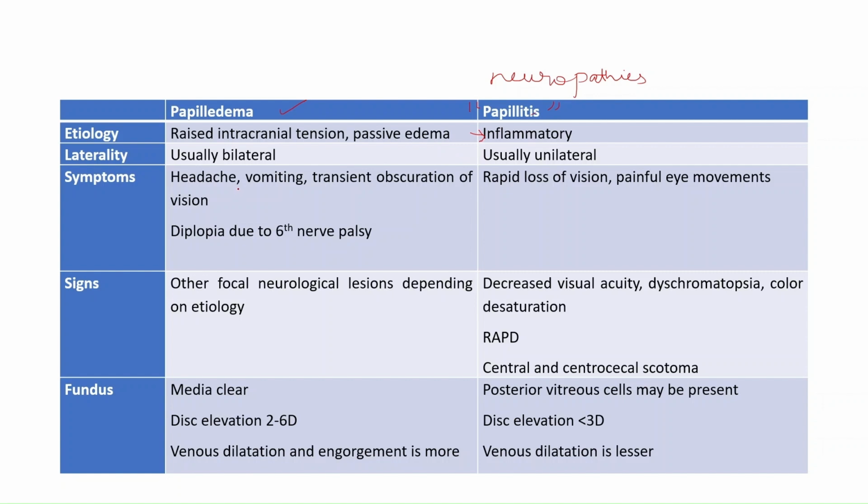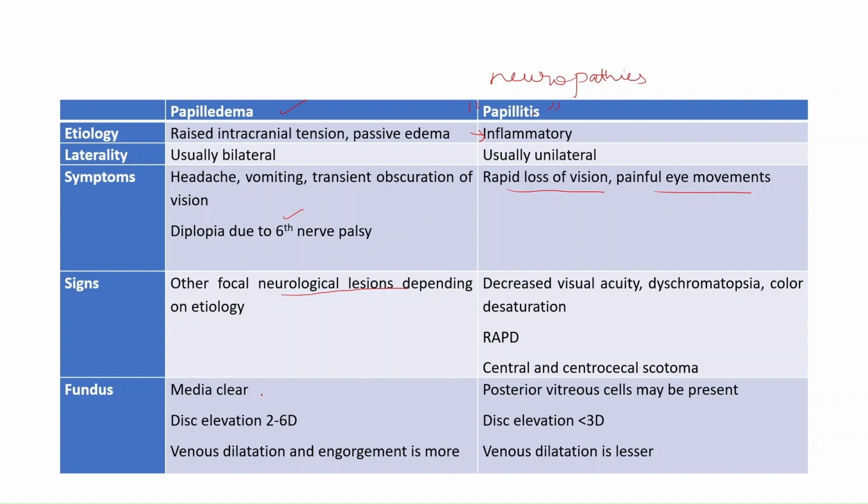Then symptoms: there is headache, vomiting, and transient obscuration of vision in papilledema. Diplopia can be there due to a false localizing sixth nerve palsy. In papillitis, there is rapid loss of vision in one eye, and it may be associated with painful eye movements. Regarding signs, usually no other signs are there in papilledema, no focal neurological lesions, but if there is a tumor or something compressing, there can be focal neurological deficits. In papillitis, there is decreased visual acuity, dyschromatopsia, color desaturation, RAPD, and visual field defects because it is an optic neuropathy.